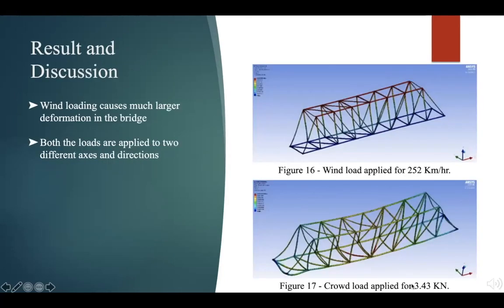Moving on to the results of our optimization process, figures 16 and 17 show the deflection contours for wind loads for a category 5 hurricane and crowd load of 34.3 kilonewtons. It can be seen from figure 16 that the deflection is maximum in the top members, which is 18.25 mm under wind loading conditions. This can be said to be an acceptable value as it lies within the limiting value of 20 mm.